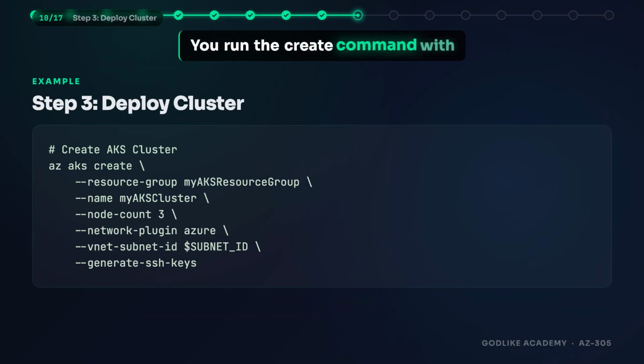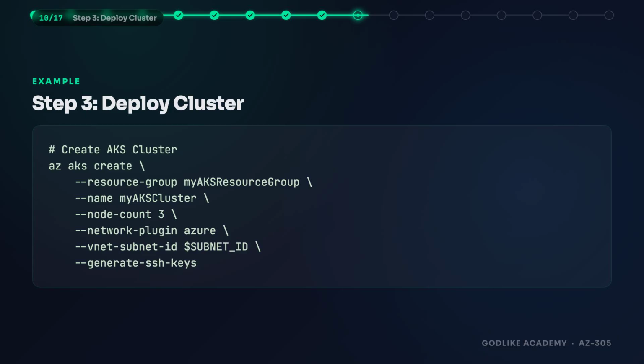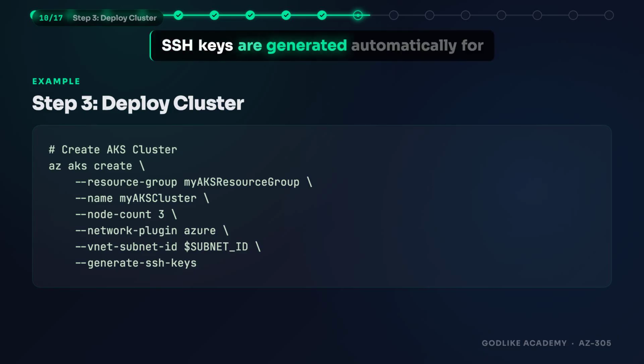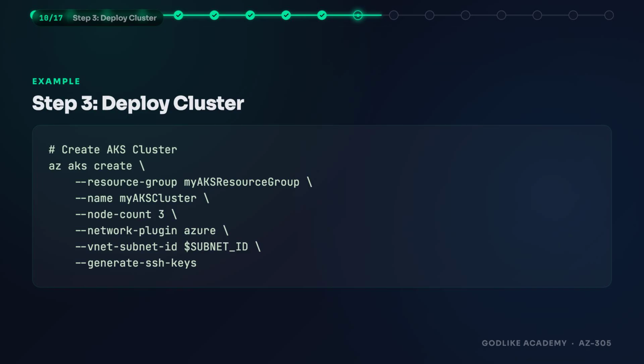You run the create command with 3 key settings: the node count for agents, the network plugin set to azure for CNI support, and the subnet ID to wire up networking. SSH keys are generated automatically for access using generate-ssh-keys. This setup ensures your cluster is fully integrated with your VNet, allowing pods to communicate directly with other services.